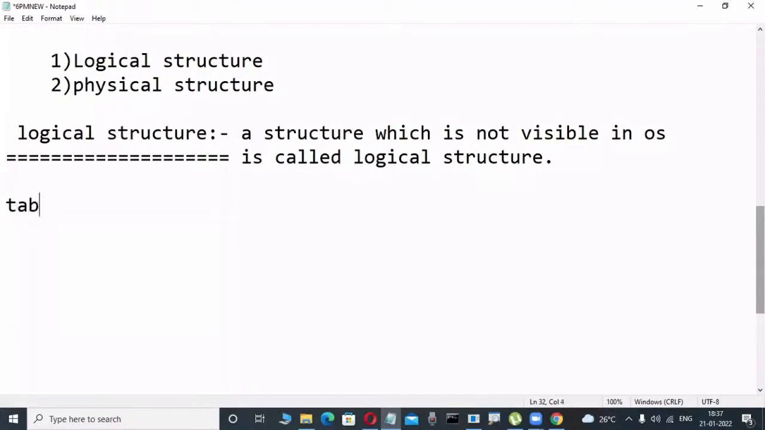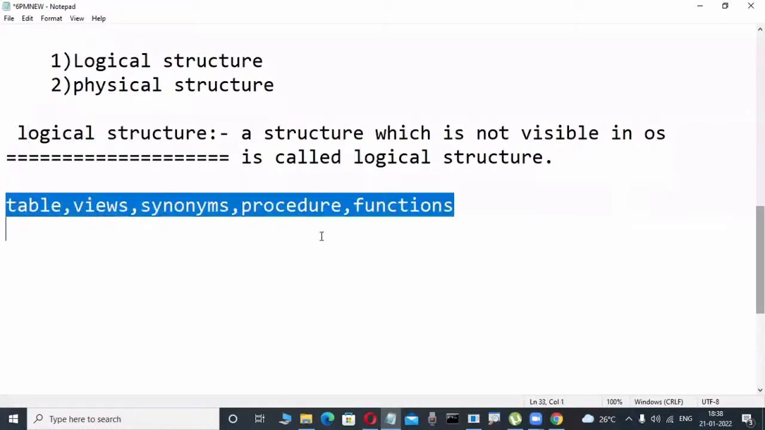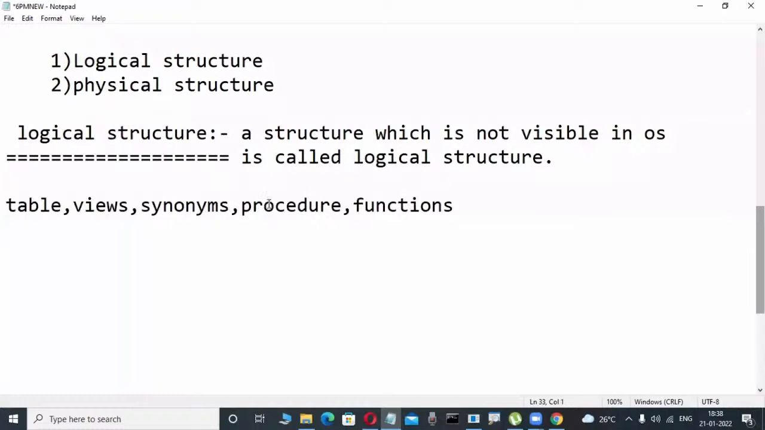That logical structure contains tables. In Oracle or SQL Server, tables are there. MySQL also, tables are there. Views are there, synonyms are there, indexes are there. These are all database objects. So many things are there. Procedures, functions, triggers, packages are there. These are all logical structure. That is not visible in the operating system. Whatever objects we are learning in our courses are not visible in the operating system.